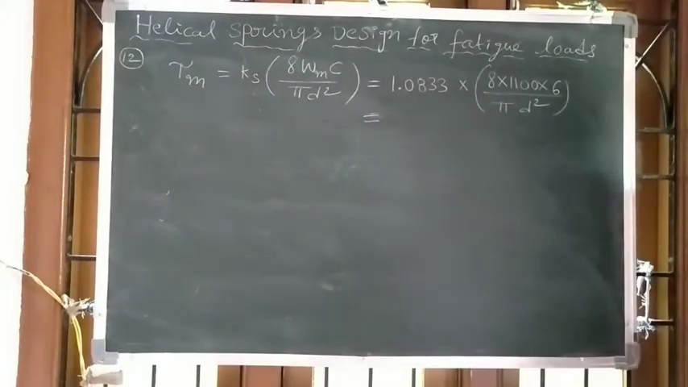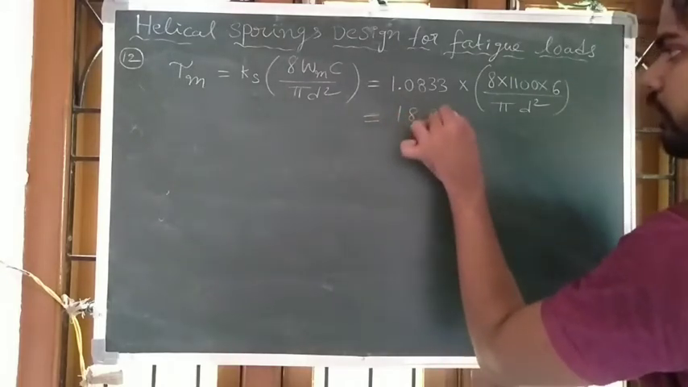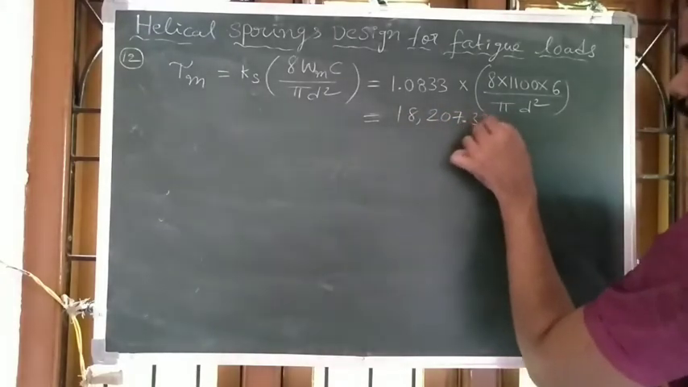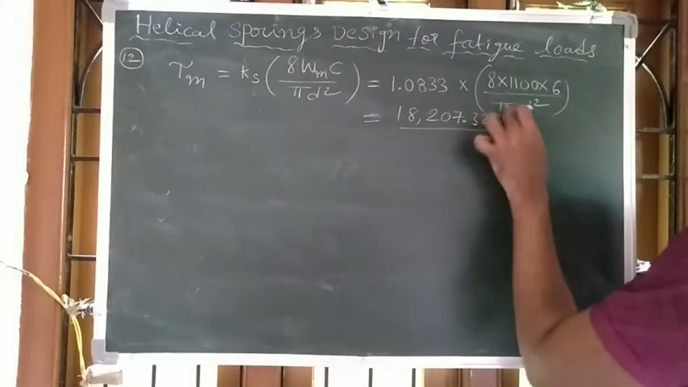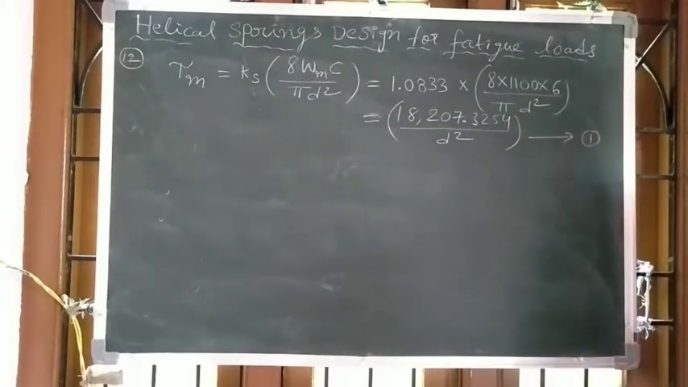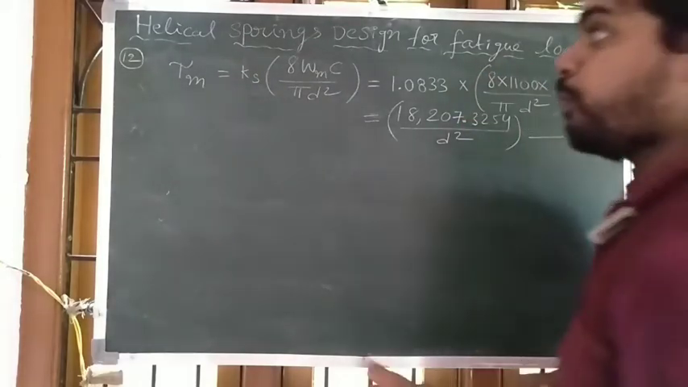after solving this expression, you will get the value of the mean shear stress, 19,207.3254 divided by d square. Okay. Let us see. So after calculating this expression, you will get this value.